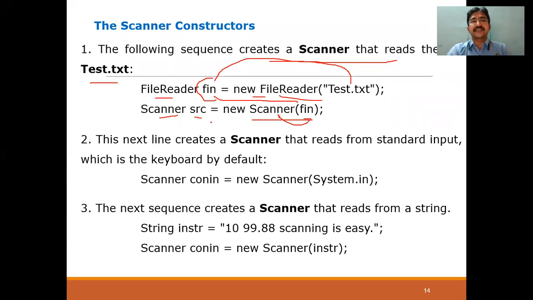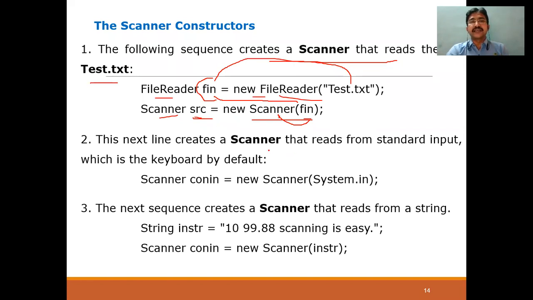The first constructor is about reading the input from a file. To read input from a file, first we need to read the file, and whatever object you created for the FileReader class, you pass as a parameter to the Scanner constructor. So this src object will read all the content available in test.txt. That is the first constructor.